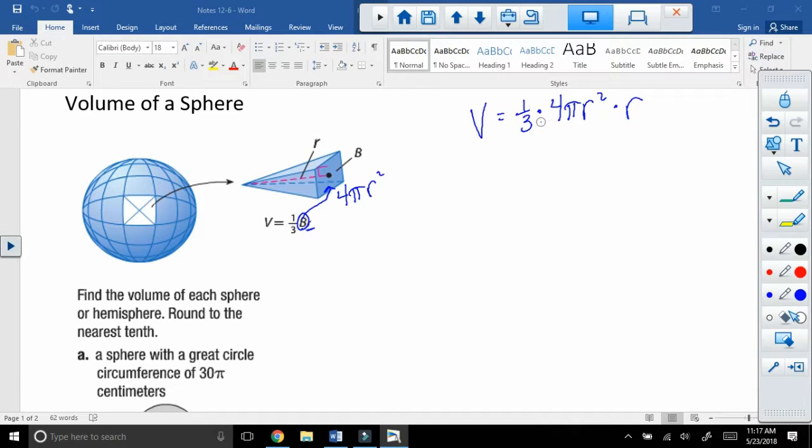If I go through and simplify this a little bit, 1/3 of 4 is 4/3. And the radius squared times the radius is the radius cubed. This would be the way the formula looks on your formula sheet, but this is where that comes from. So really, all of these formulas tie back to the prism.